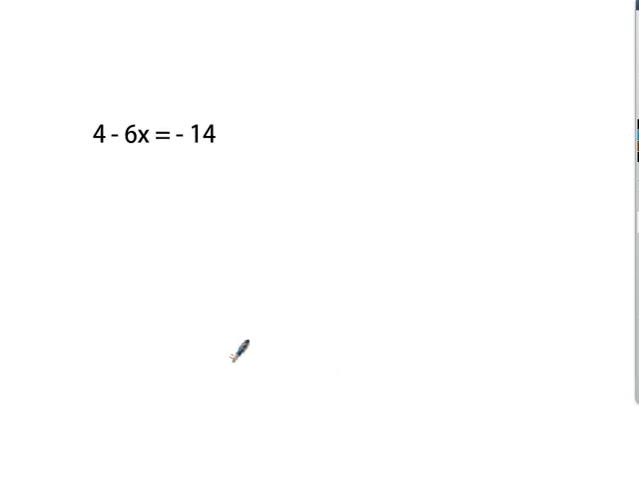Here I now have 4 minus 6x is equal to negative 14. Now, I want to get rid of this 4 first, and then get rid of this 6. But as we look at it, this isn't really subtracting 4. What I'm subtracting is this 6x. So because this 4 is like a positive number, if I want to get rid of it, I'm going to subtract 4 to both sides.